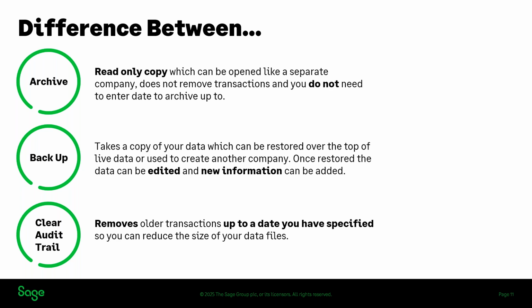And then lastly, the clear audit trail. The clear audit trail process is to remove older transactions to reduce the size of your data and keep things tidier and more organized. You would enter a date you want to clear up to. For example, if you wanted to keep 6 years' worth of data, you would enter the chosen date, and anything before that would be removed, given it fits the criteria. We do have sessions specific to clear audit trail and clearing records on our recordings page as well, if you want to check that out.